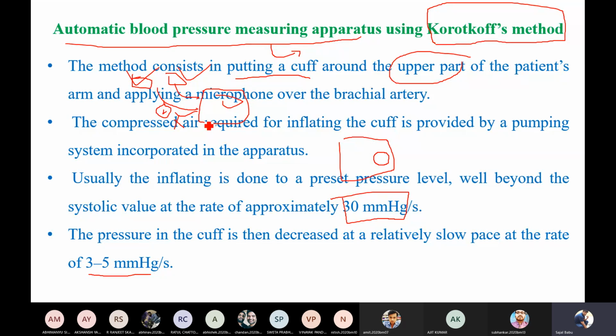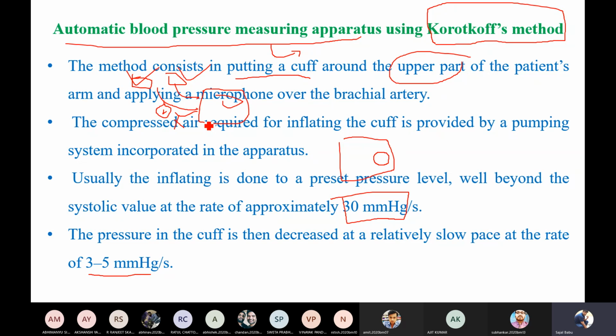Then the Korotkoff sound will continue, so the microcontroller continuously gets the signal. At one particular point, what happens? The Korotkoff sound will shut down, right? Because I already explained that whenever the vessel just opens, because of the turbulence, there will be a sound, right?